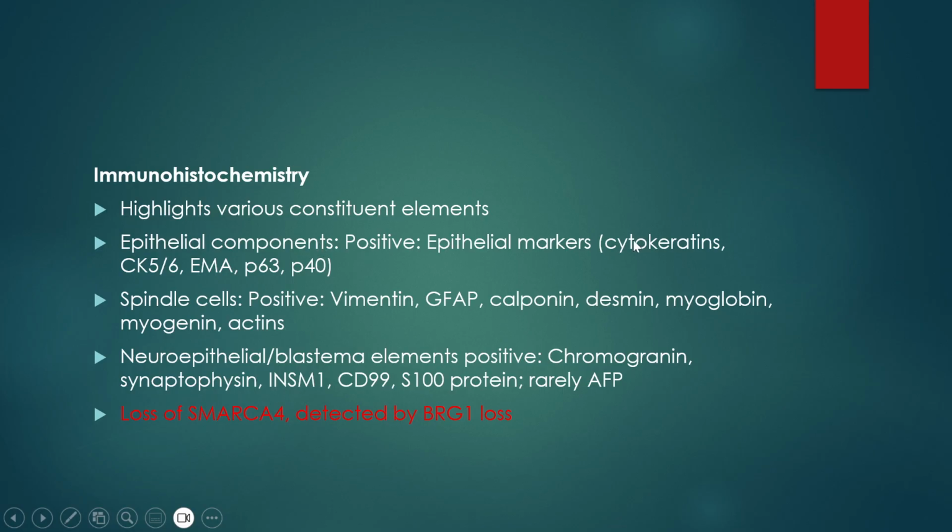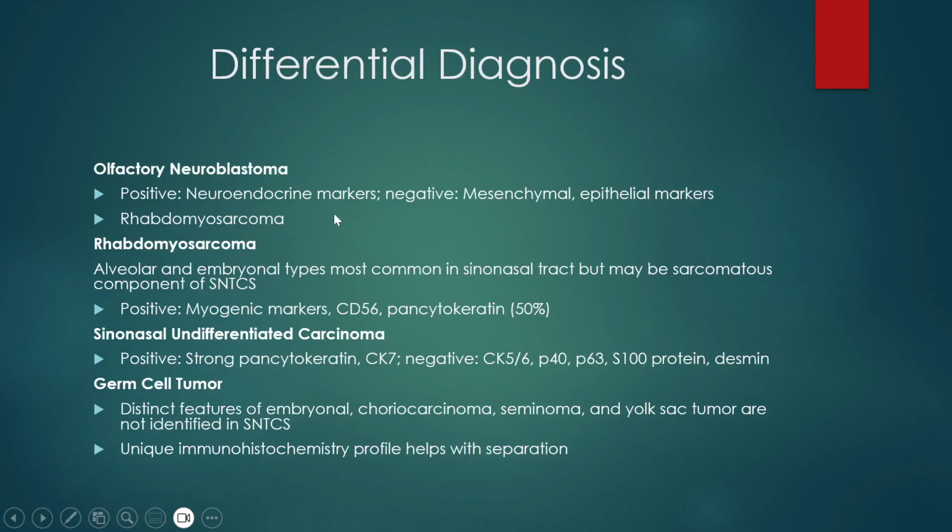We will see cytokeratin positive, spindle cell, sarcomatoid component. We can see some muscle differentiation, some neural, and vimentin. Then the characteristic I think we need to remember is loss of SMARCA4. Another name for SMARCA4 is BRG1. The differential is just other kinds of blastoma, rhabdomyosarcoma, and other undifferentiated high-grade carcinoma. Even germ cell tumor is a really good mimicker.